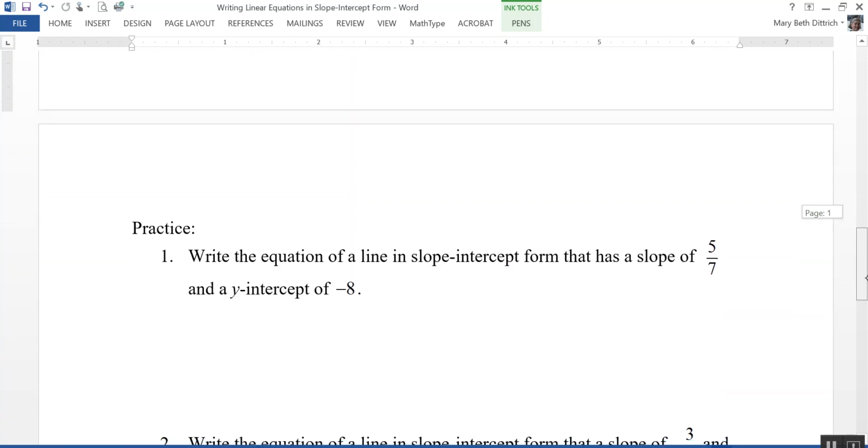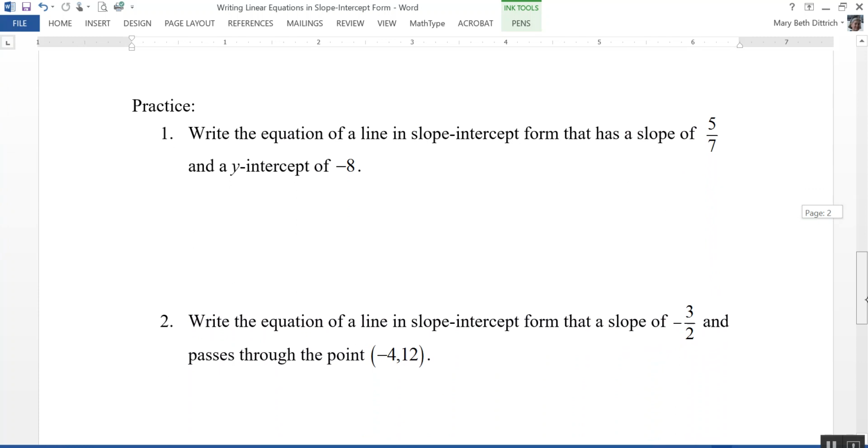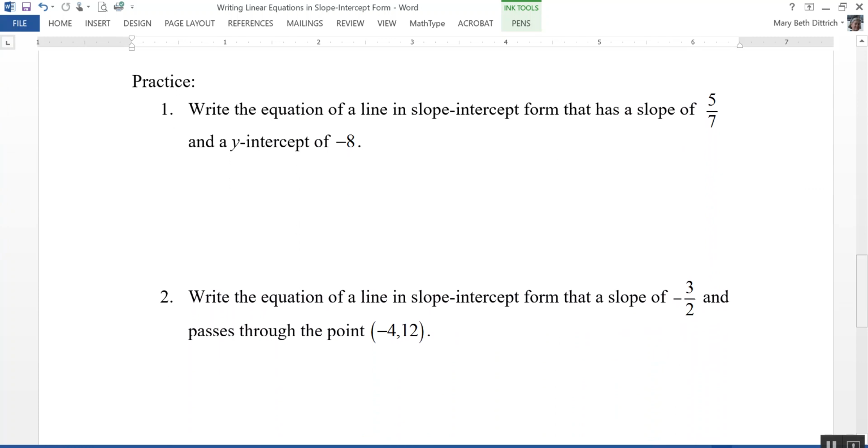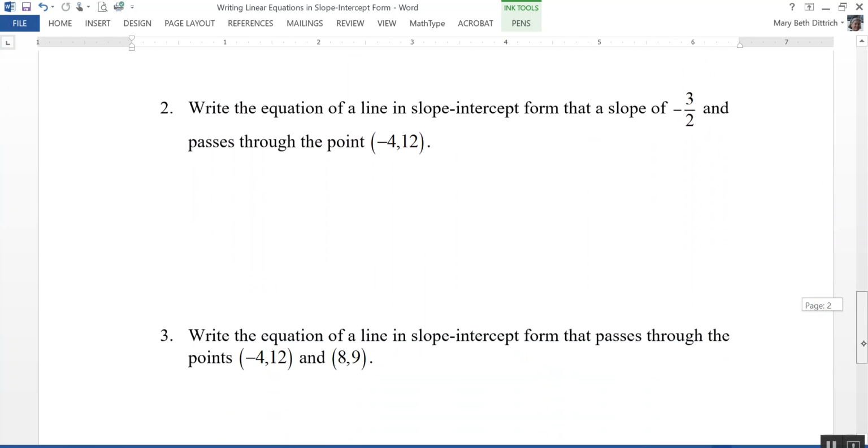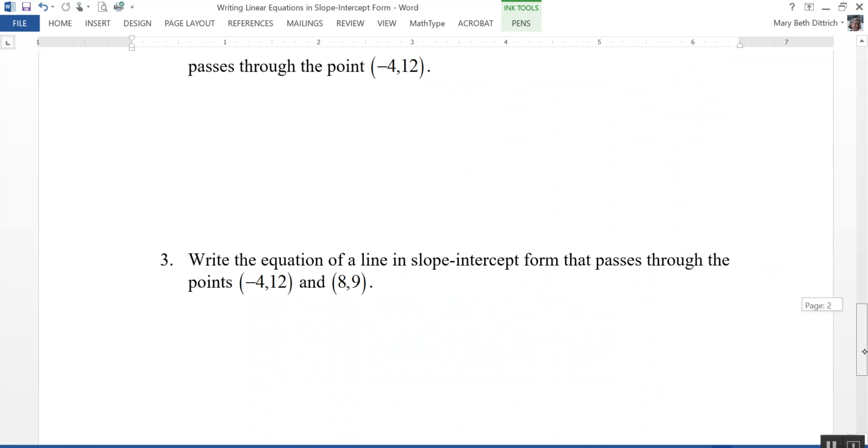So here I have a couple practice problems for you, so I'd like you to stop the video and do these 3 problems in your math journal. Here are the first 2, and here is the third one.